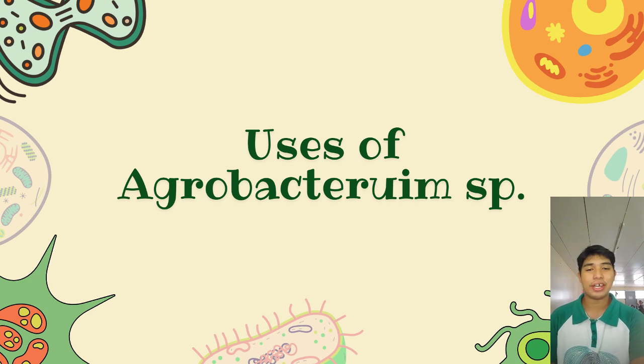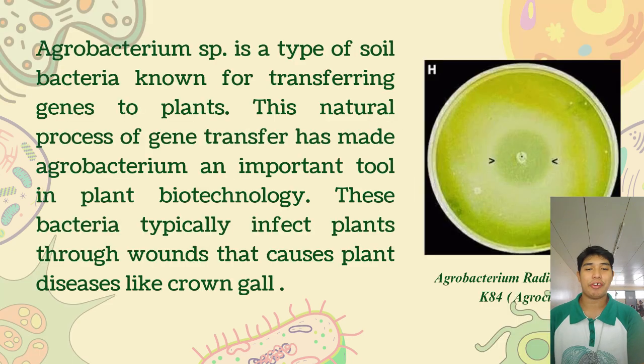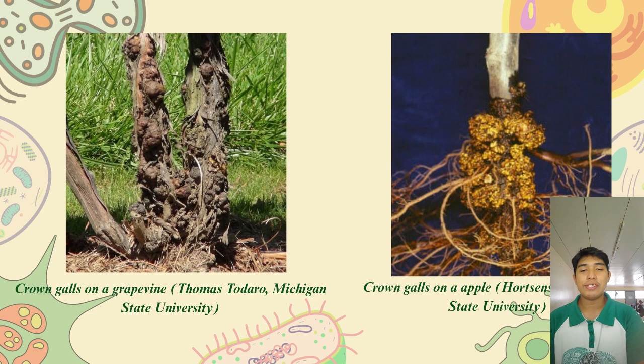With that, let's start. Agrobacterium sp. is a type of soil bacteria known for transferring genes to plants. This natural process of gene transfer has made Agrobacterium an important tool in plant biotechnology. These bacteria typically infect plants through wounds that cause plant diseases like crown gall disease. Now, here are some examples of the crops that are being affected by Agrobacterium.